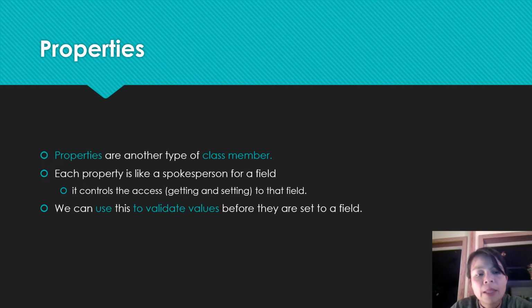So let's think of properties like another type of class member. Each property is like a spokesperson for a field. It controls the access, like getting and setting, to that field. We can use this to validate values before they're set to the field. So it's kind of like checking the values before we set those values to the field.